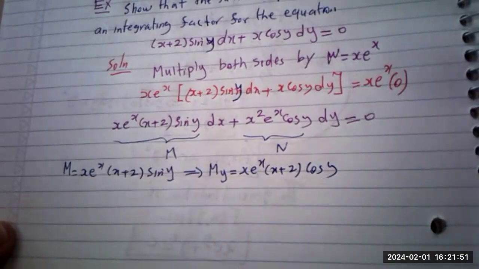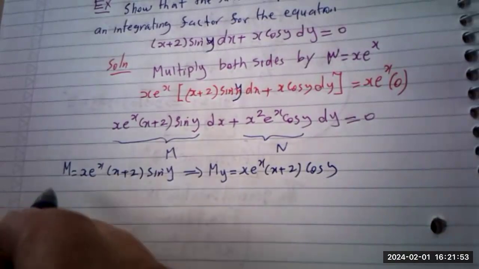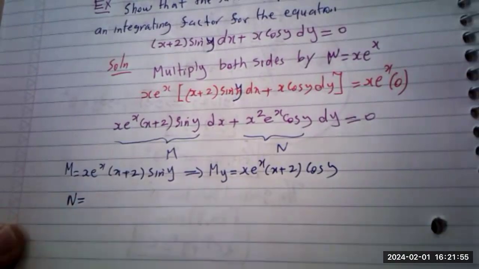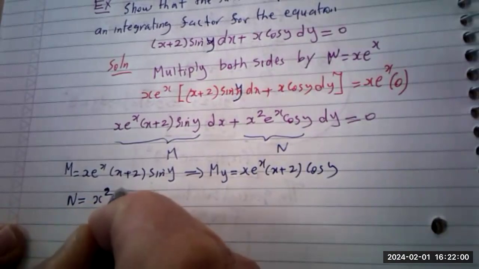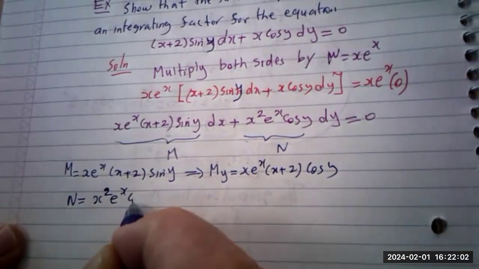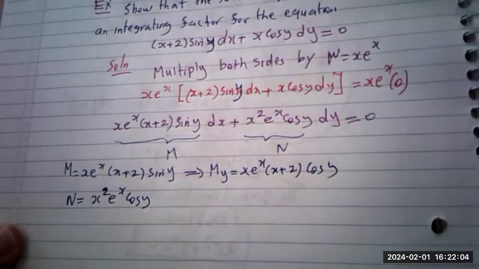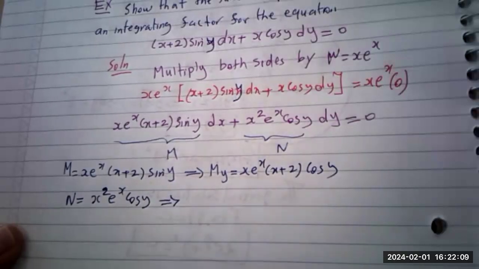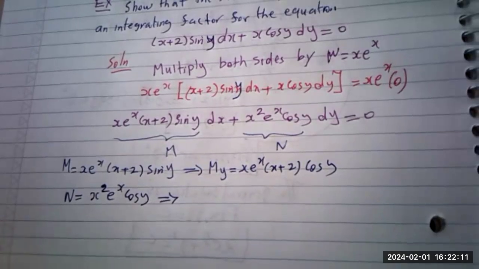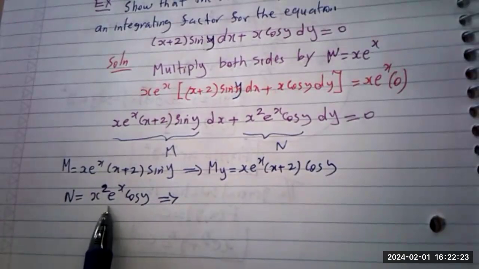Take n. What is n? N is x squared e to the x cosine of y. That's your n. Now you have to find the derivative with respect to x. Cosine y stays as is. Then you have to apply the product rule to the x squared e to the x.